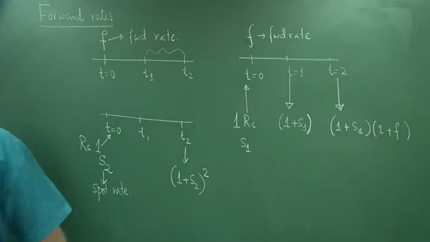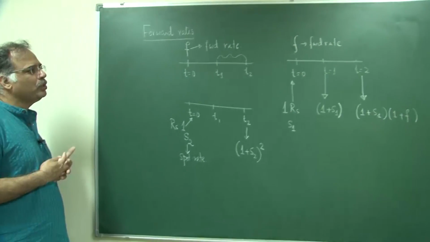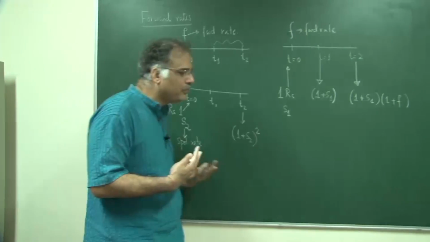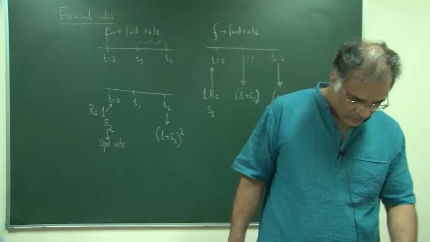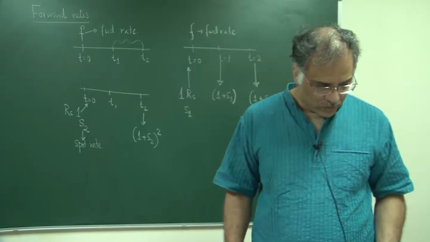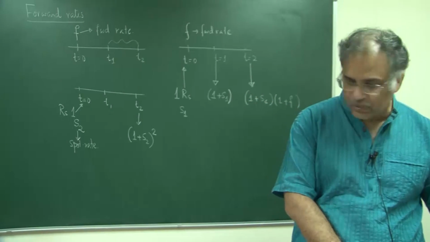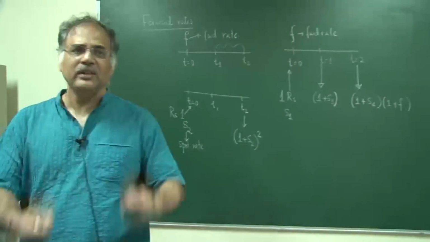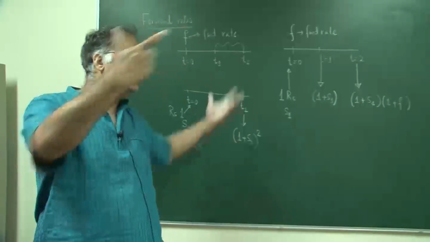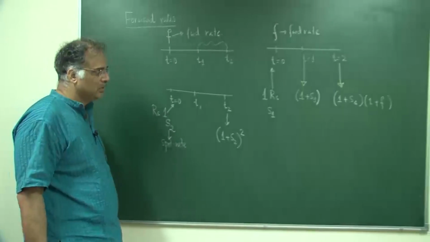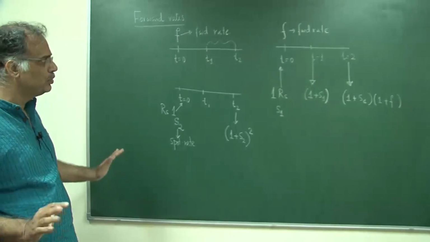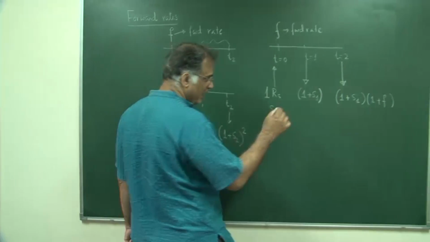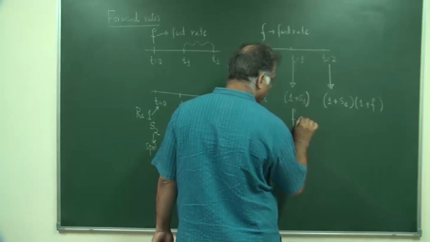But the question is, how would you know how to determine the forward rate F? How would you say to somebody, okay, this is my interest rate? You cannot arbitrarily make a statement like that. There are reasons for which you shouldn't. So how to compute the F?